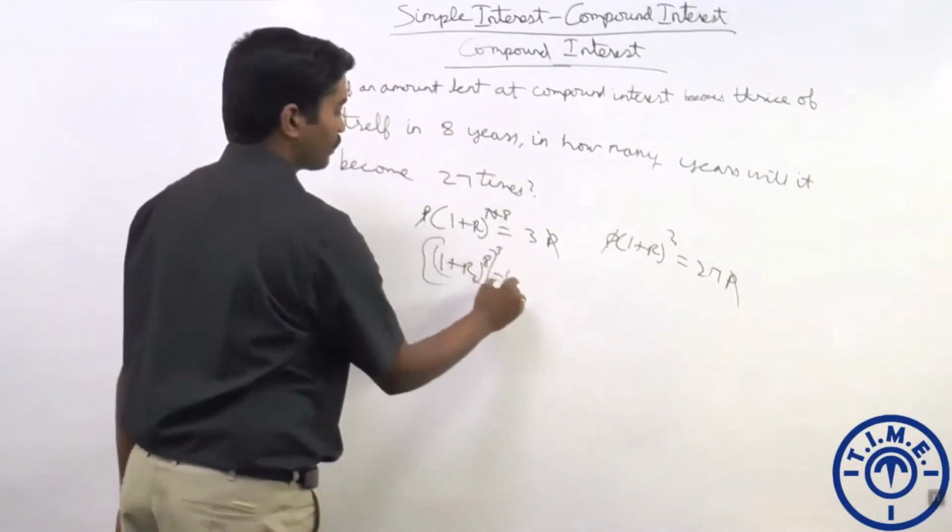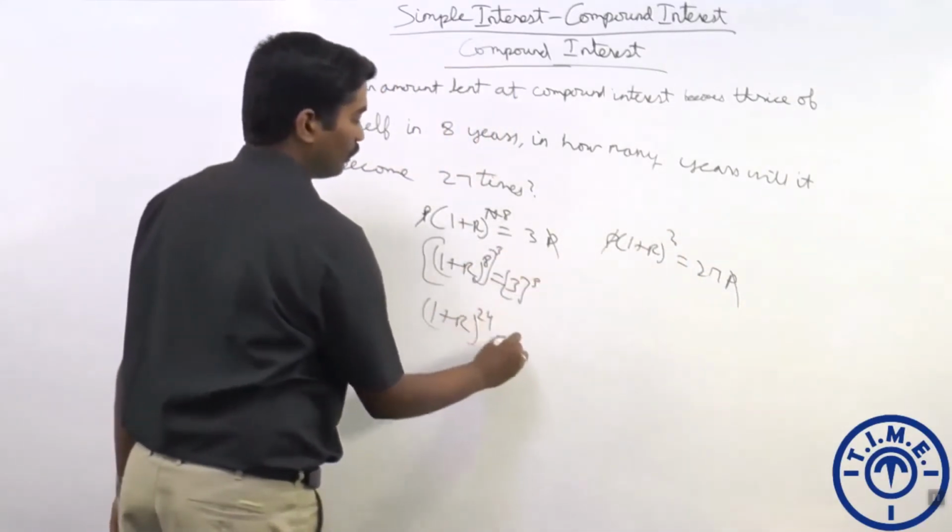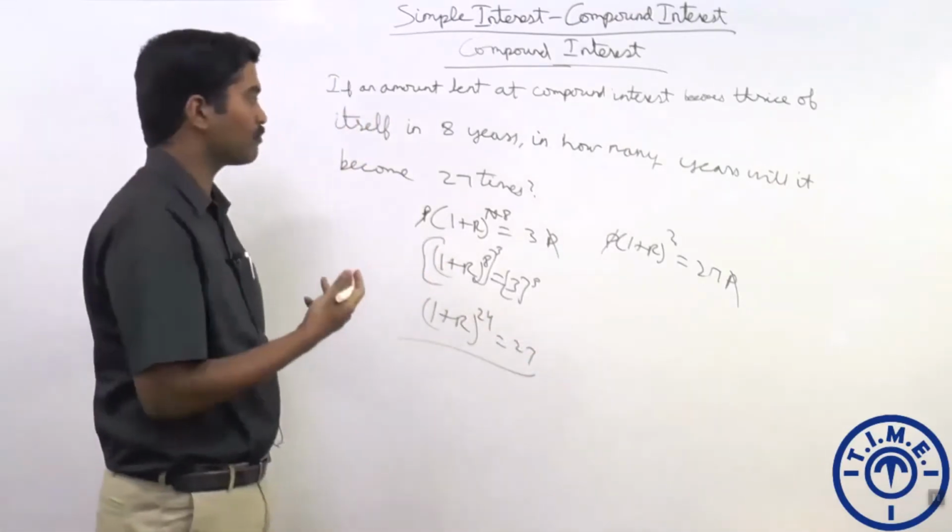That will only happen when I cube both sides. When I cube this, I have (1 plus r) whole power 24 is equal to 27. Therefore, I can say in 24 years, the amount becomes 27 times of itself.